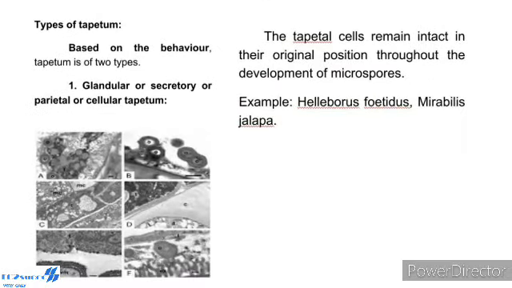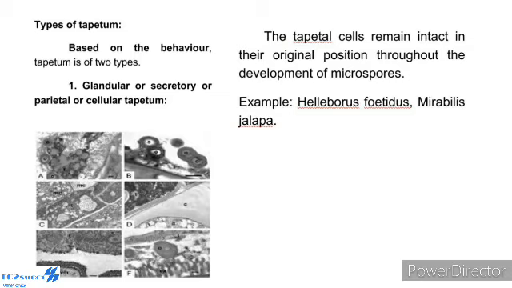So, the types of tapetum based on the behavior of the tapetum are two: glandular or secretory tapetum, and amoeboid or plasmodial tapetum. Number 1, glandular tapetum. It is also known as secretory or parietal tapetum. In a glandular tapetum, the tapetal cells remain intact in their original position throughout the development of the microspore. The tapetal cells do not degenerate. The cells become rich in protoplasmic content and secrete a plasmodium that surrounds the pollen grains.